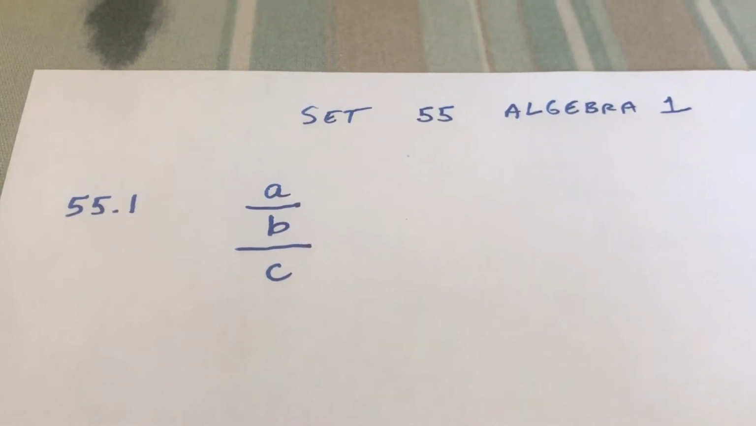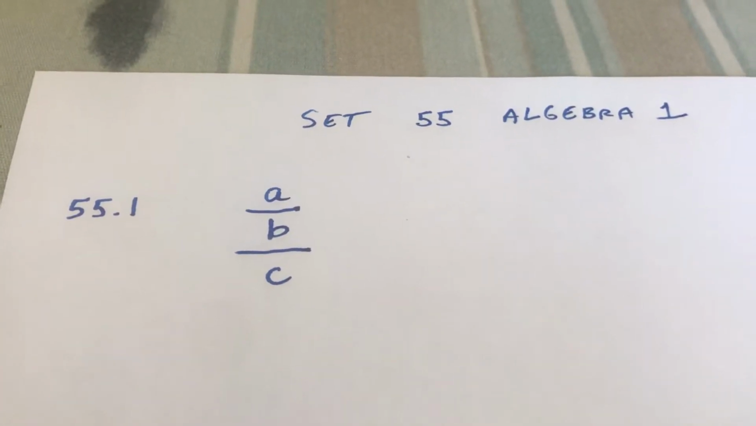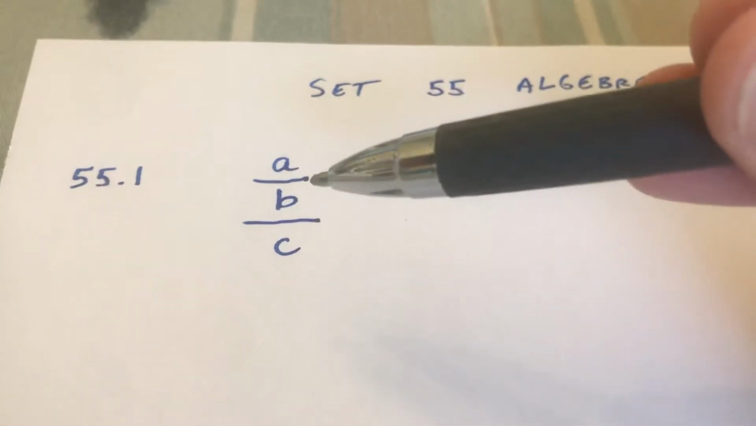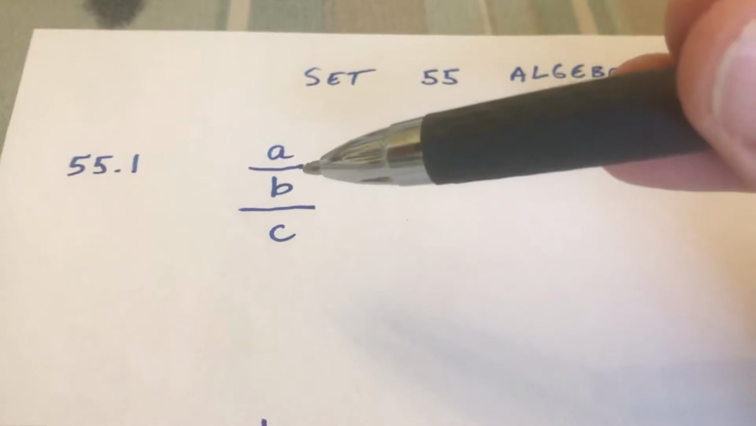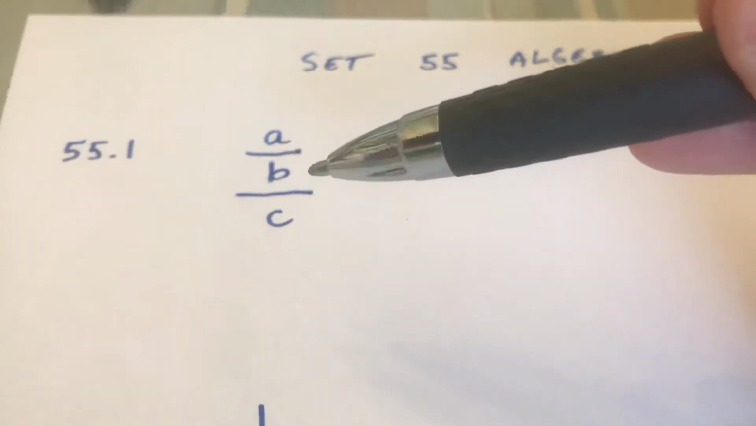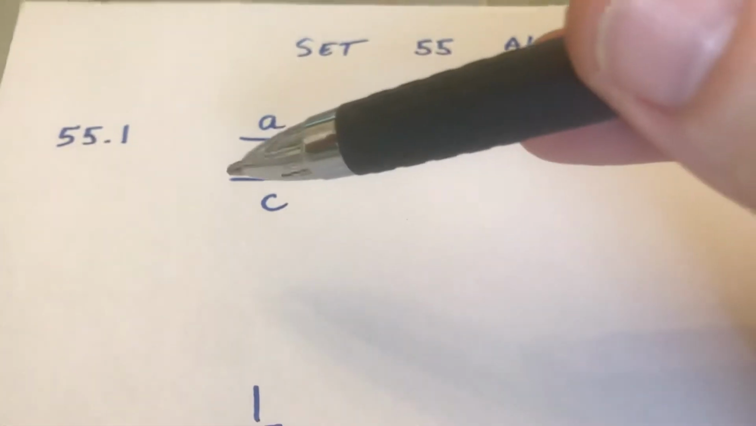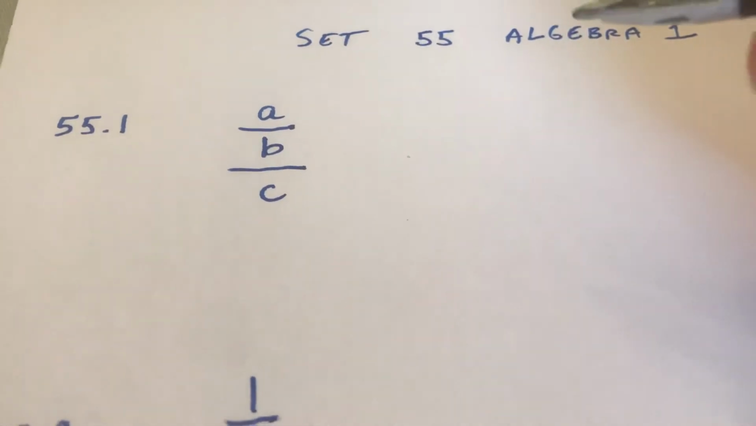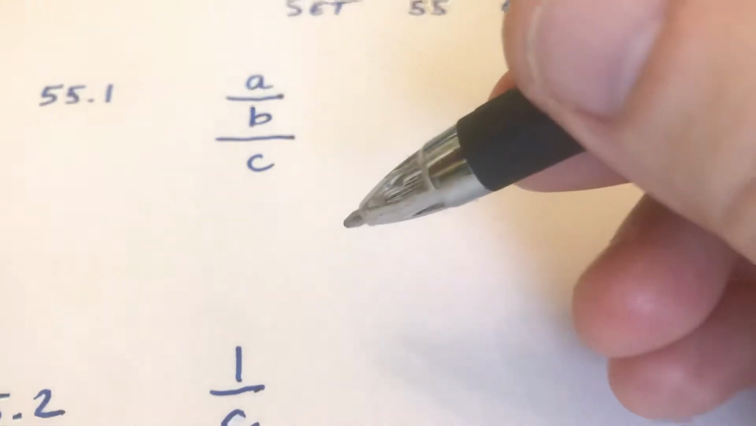This is set 55, Algebra I, complex fractions. A complex fraction is when you have more than one fraction sign in a term. This has two fraction signs. The longer one sort of separates the numerator from the denominator. Anyway, we want to get rid of the fraction sign.